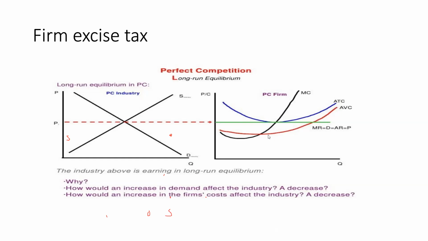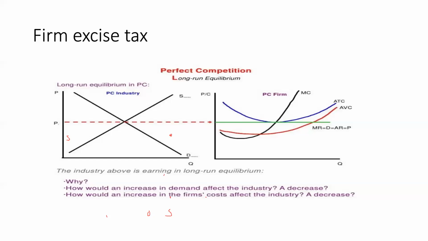Just remember that the space between the AVC and the ATC is AFC, and it gets shorter because fixed cost doesn't change. So if I'm dividing 50 by quantity 1, and 50 by 2, 3, average fixed cost shrinks, okay? Okay, all right, I guess I'm gonna do everything on this graph.